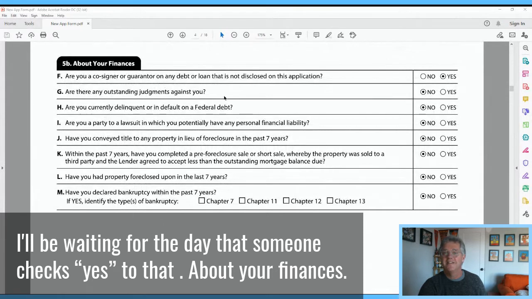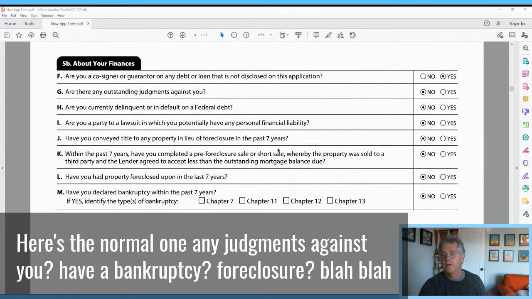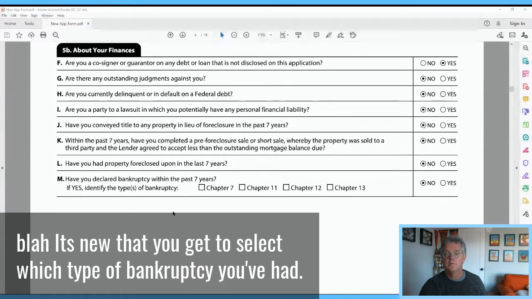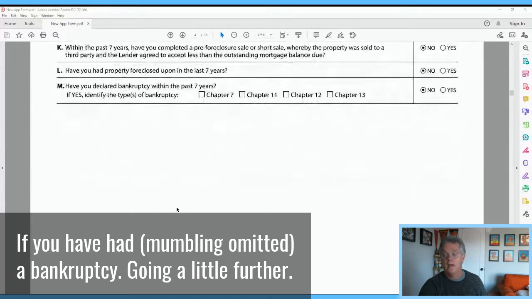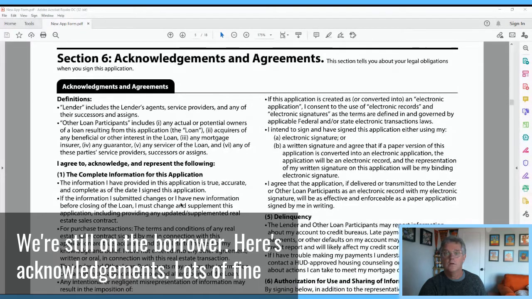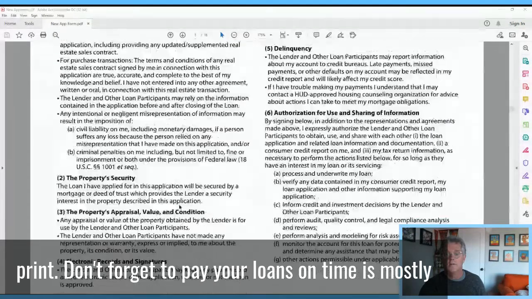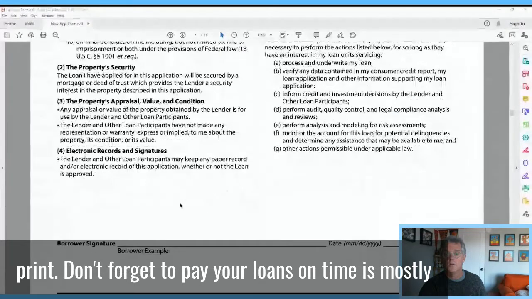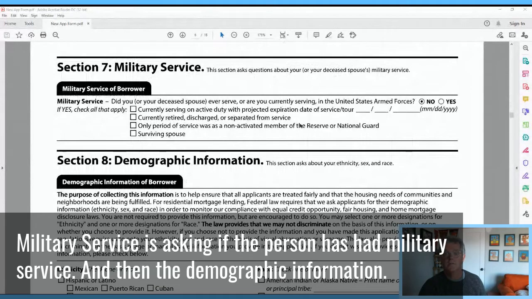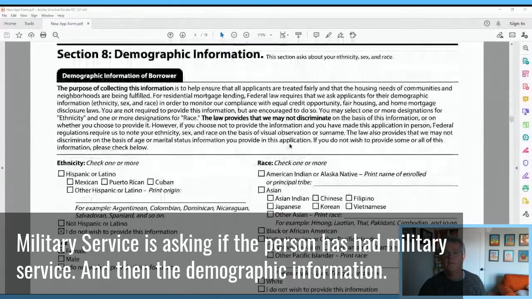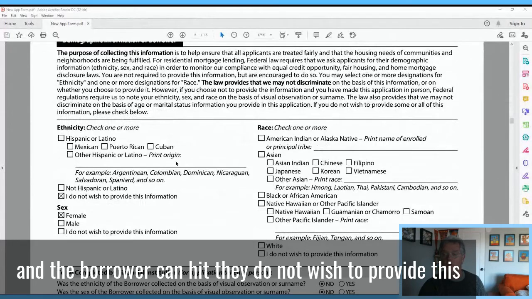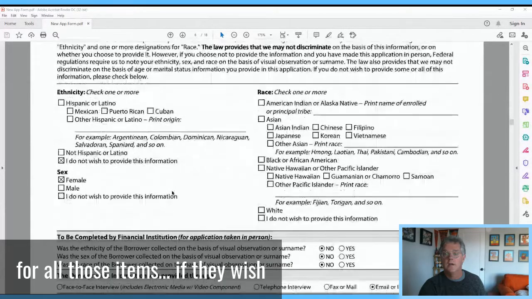About your finances. Here's the normal one. Any judgments against you, bankruptcy, foreclosure, blah, blah, blah. It's new that you get to select which type of bankruptcy you've had if you have had a bankruptcy. Going a little further, we're still on the borrower. Here's acknowledgments, lots of fine print. Don't forget to pay your loans on time is mostly what that applies to. Military service, it's asking if the person had military service. And then the demographic information, this is the ethnicity, race, sex, and the borrower can hit they do not wish to provide this for all those items if they wish.